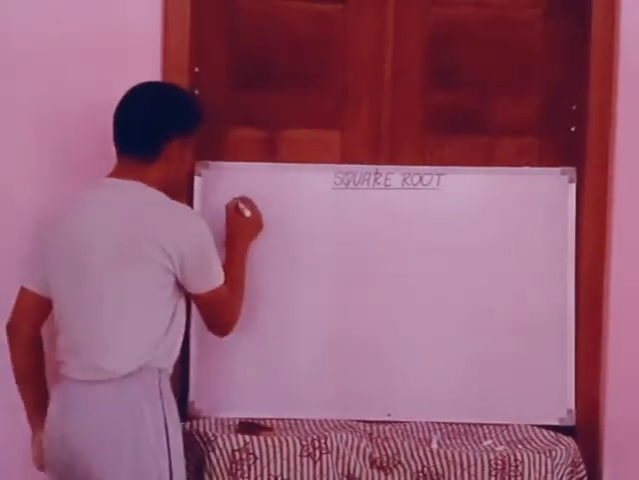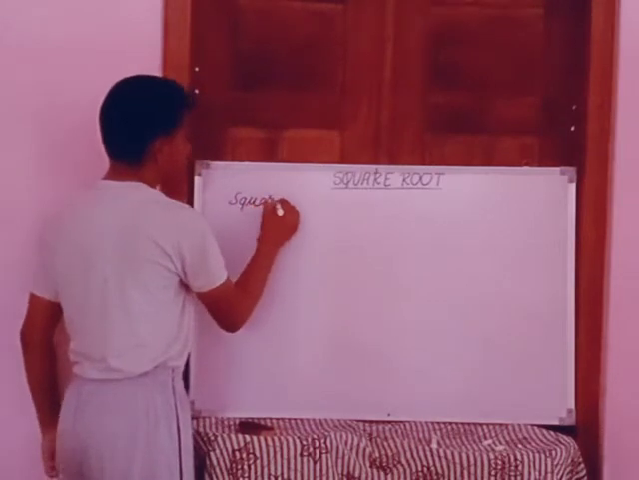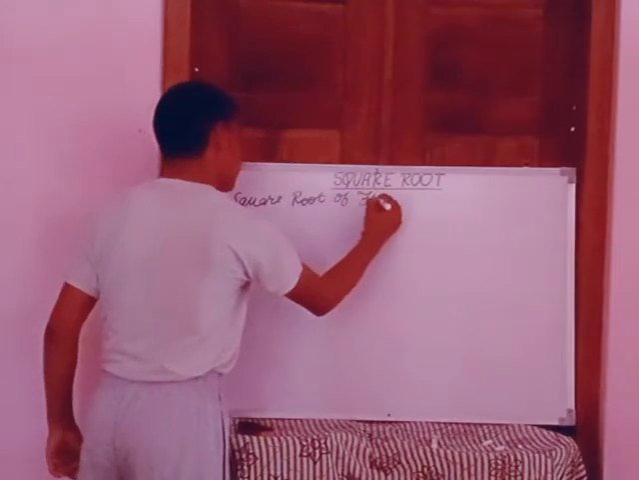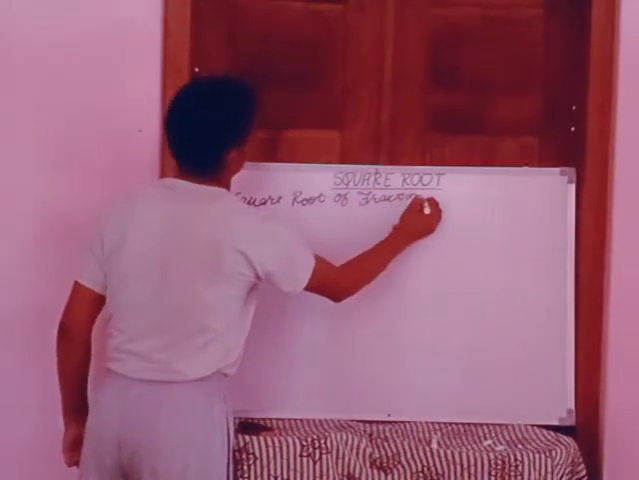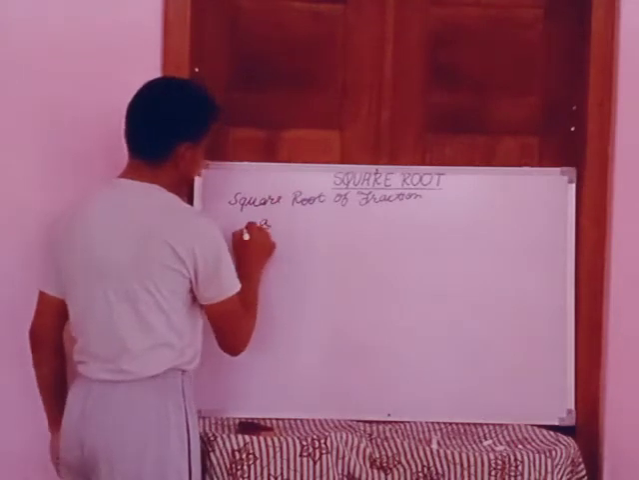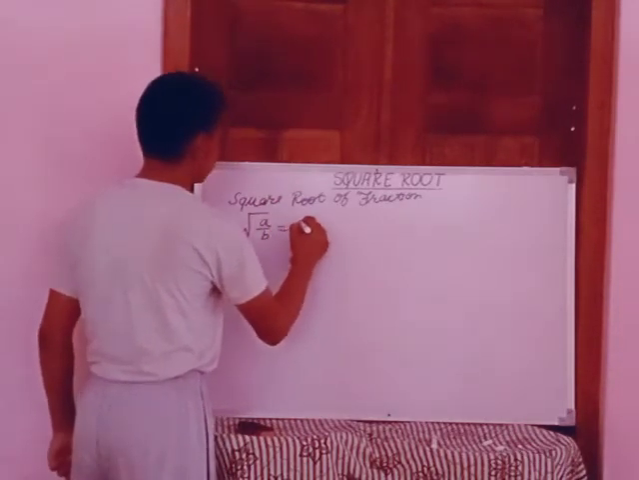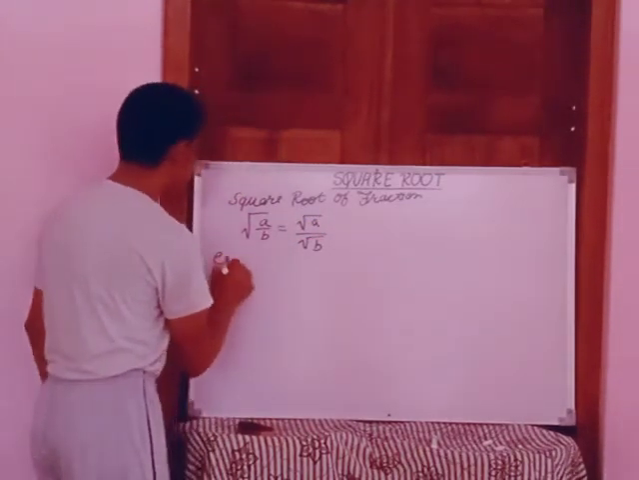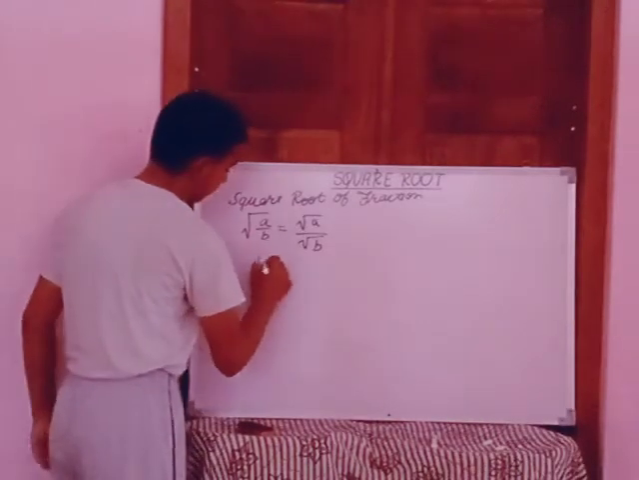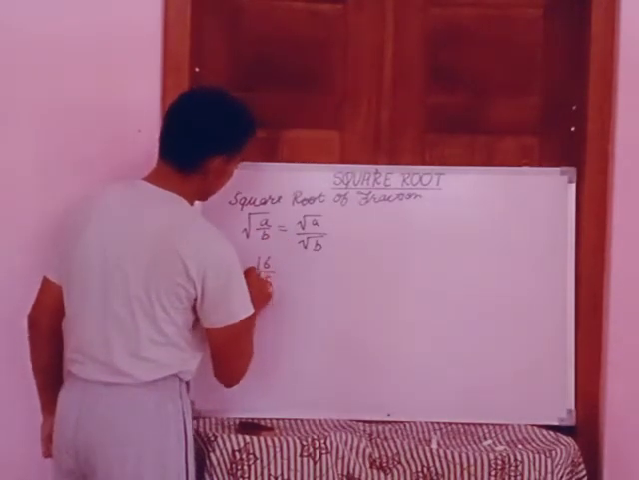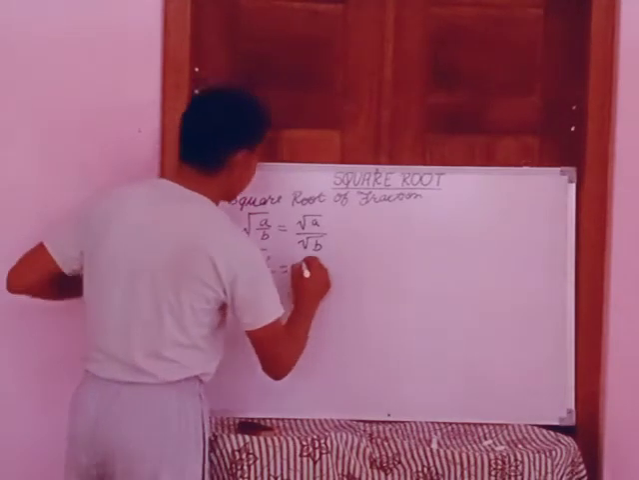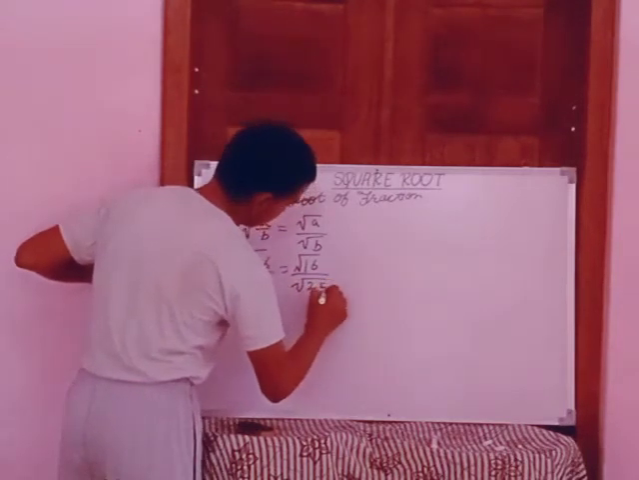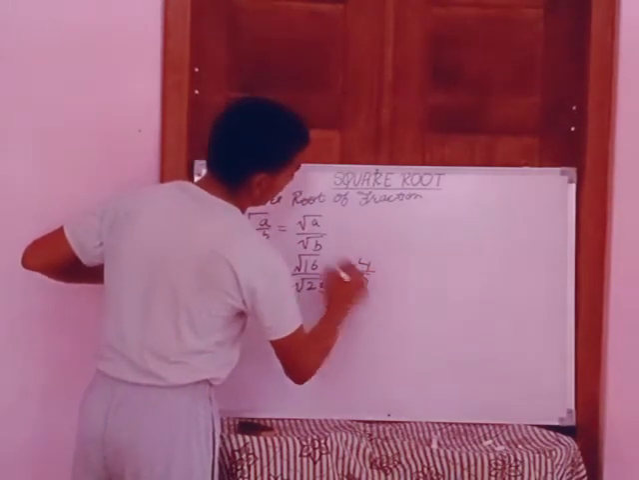Now let's understand square root of fractions. Suppose this is the number given like this, we can write it like this also. Let's take an example. If a is 16 and b is 25 and it is under root, then we can write it like this. Its answer would be 4 by 5.